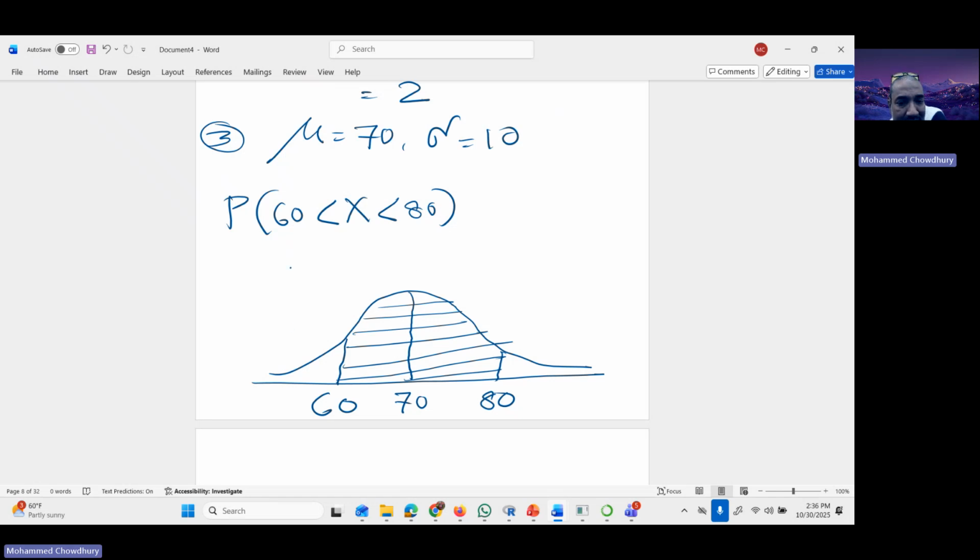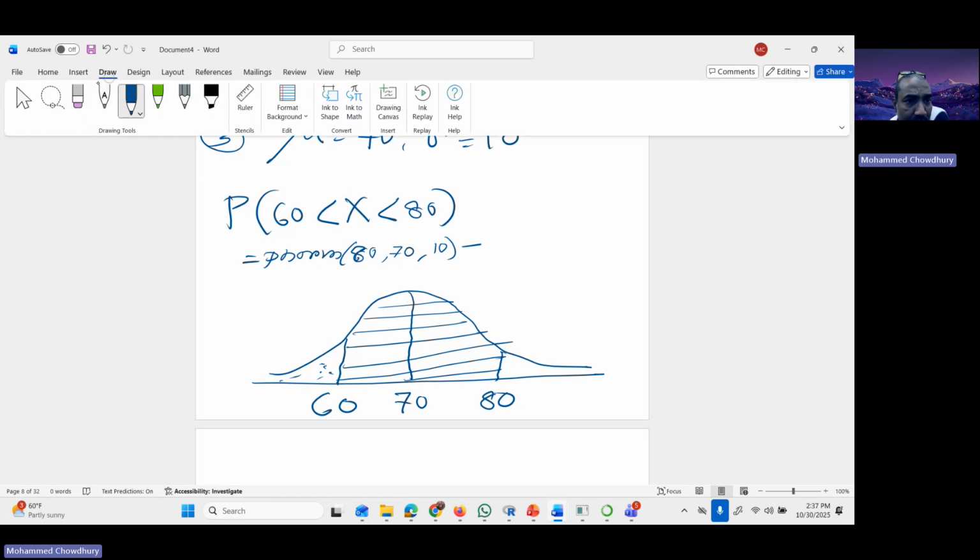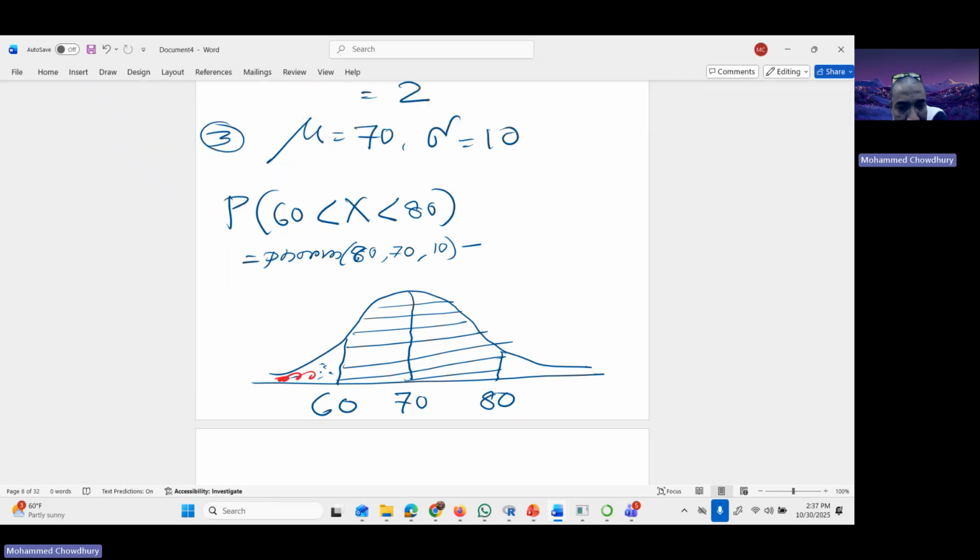Okay. If you are good in R, just write pnorm 60, 70, and 10. Sorry, 80. Because you are subtracting this area, let me use a different color. You are subtracting this area, which is this probability of pnorm 60, 70, and then 10. You are subtracting this red area from this blue area, from this green area.